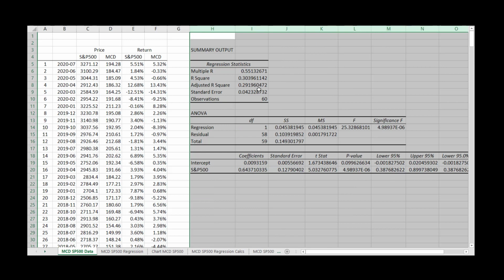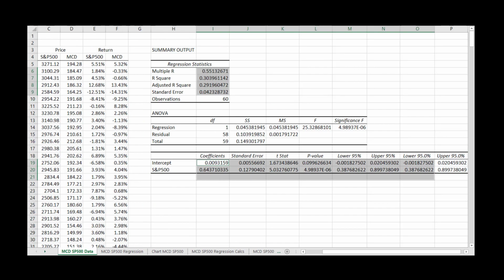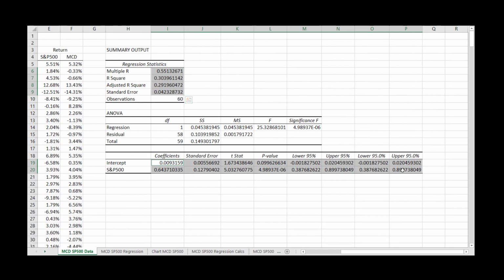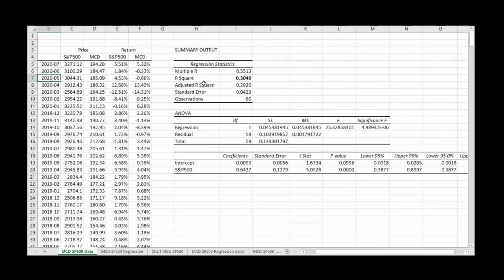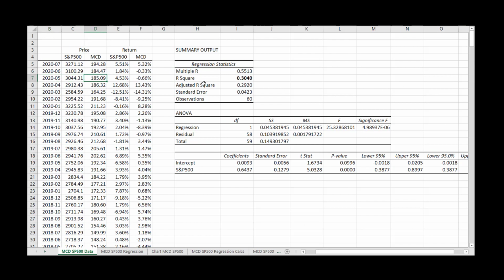I'm just going to make that a little bigger, and I'm going to take a couple of these values down to 4 decimal points, and we're going to look at a couple of different things. The first thing we're going to look at is the R squared. The R squared is the portion of variation of McDonald's stock return that is explained by the market's variation. We'll later on make sure we understand the difference between the R squared and the beta.